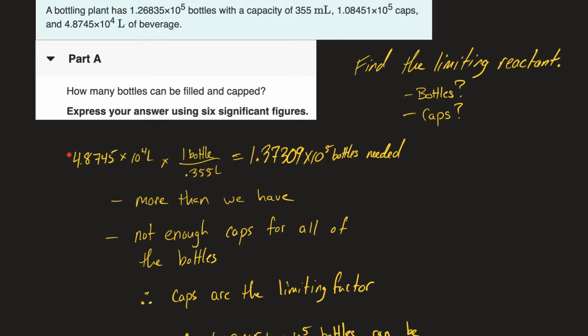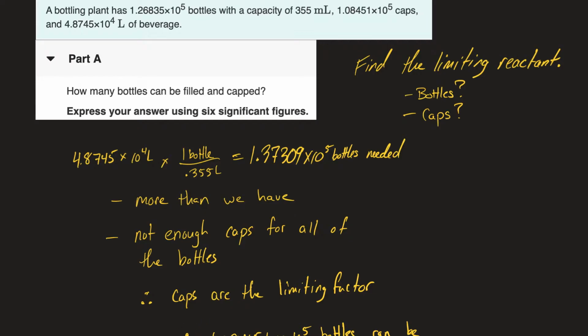So in this first calculation here, I determined, if there are 0.355 liters per bottle, the number of bottles we would need, and we need more bottles than we have. And so if we stopped there, we might think that was the limiting reactant. But if we look at the number of caps that we have, since the question says how many bottles can be filled and capped, there are fewer caps than there are bottles. And so ultimately we determine that caps are the limiting factor.